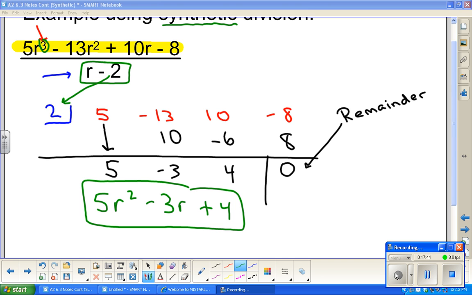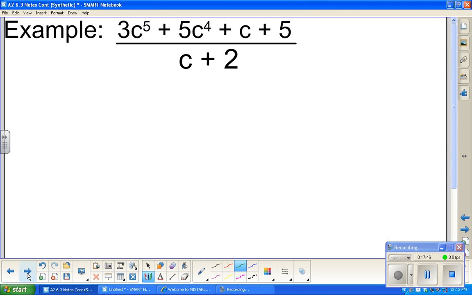Okay, let's do one more. All right. So 3c to the fifth plus 5c to the fourth, plus c plus 5. And we want to divide it by c plus 2. So is this ideal for synthetic? Yeah, that c plus 2 is exactly what we want down there. It's linear. I don't have to divide anything out. It's already a 1 coefficient.